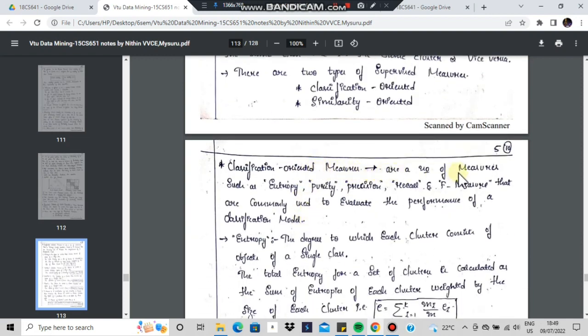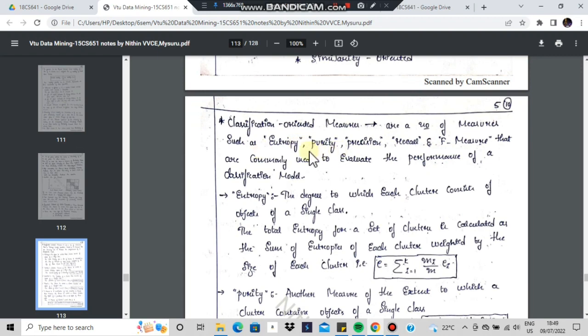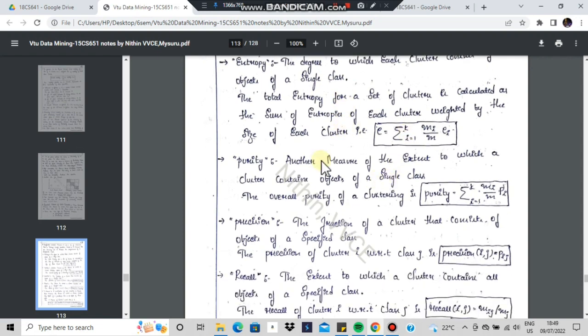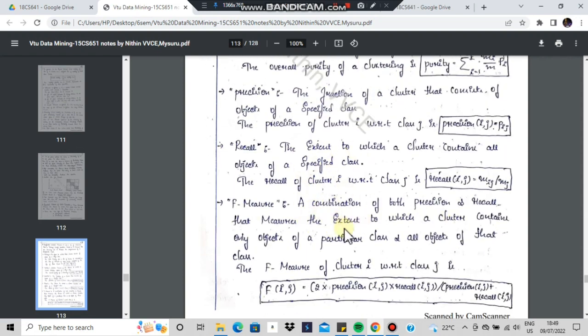Classification oriented measures the number of measures such as entropy, purity, precision, recall, and F measure. These are the things which you need to keep in mind in writing exam. Okay, these are the factors which you'll consider for classification in classification oriented measures. Okay, so you can go through it. There are some formulas and it's very simple. You can also understand what it means. So I'm not going in depth of it.